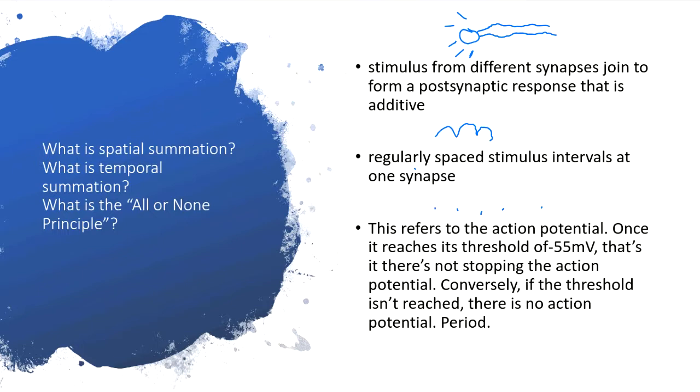Very steady. Now the all or nothing principle, we already talked about a little bit. We said that once the threshold goes from negative 70 and reaches negative 55, that's it. The neuron is going to fire, and you will contract the muscle. So let's say the graded potential is not strong enough and our membrane potential goes to negative 60. Is that enough to elicit an action potential?